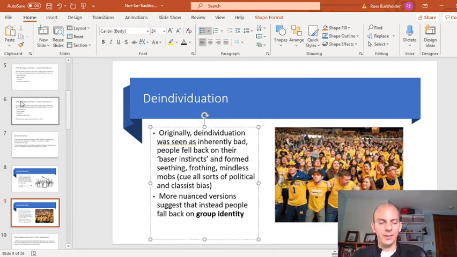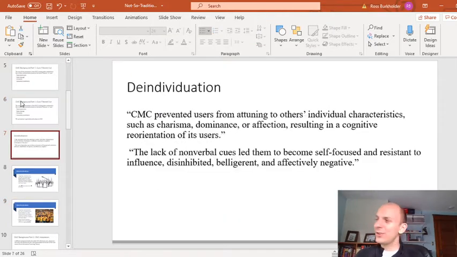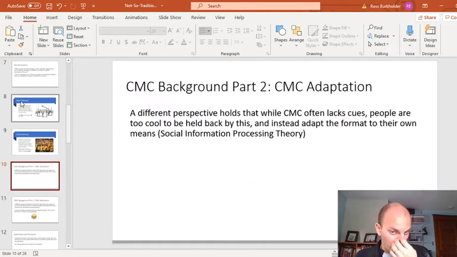This is the cues filtered out theory. It's largely a negative one. So in the second group, I want to present to you a more positive perspective on computer-mediated communication. This is brought to us by Joseph Walther. He has several theories that fall into this bundle.